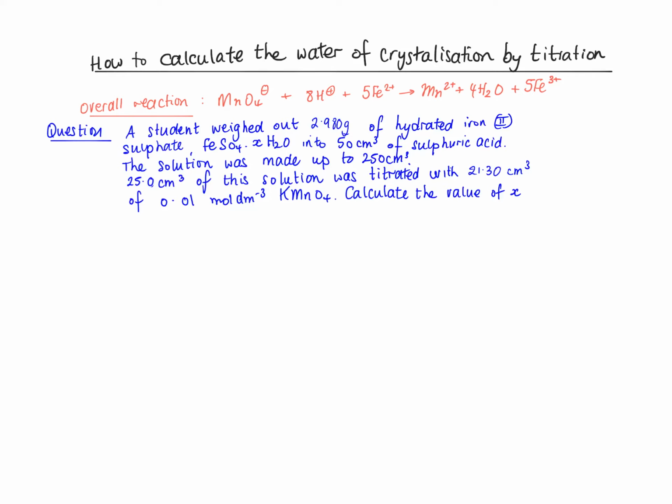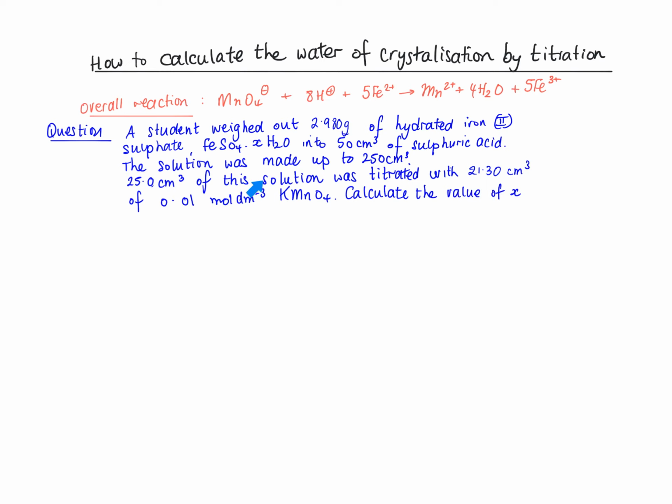How to calculate the water of crystallisation by titration. So the question is, a student weighed out that much of hydrated iron(II) sulfate, and you're given the formula, into 50 centimetres cubed of sulfuric acid. This solution was made up to 250 centimetres cubed.